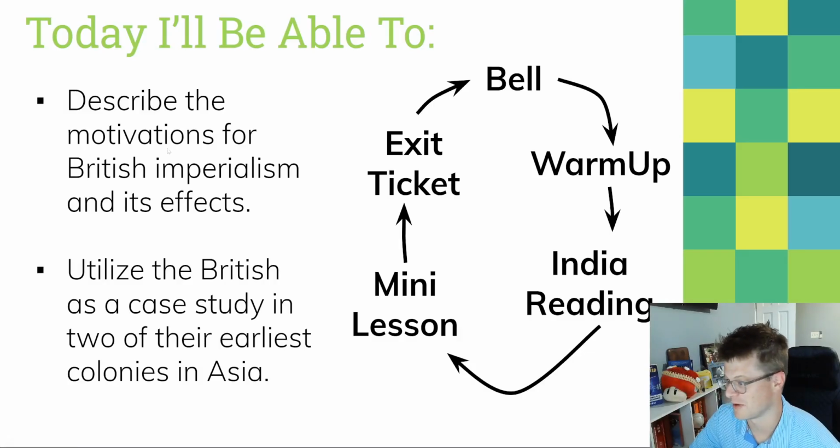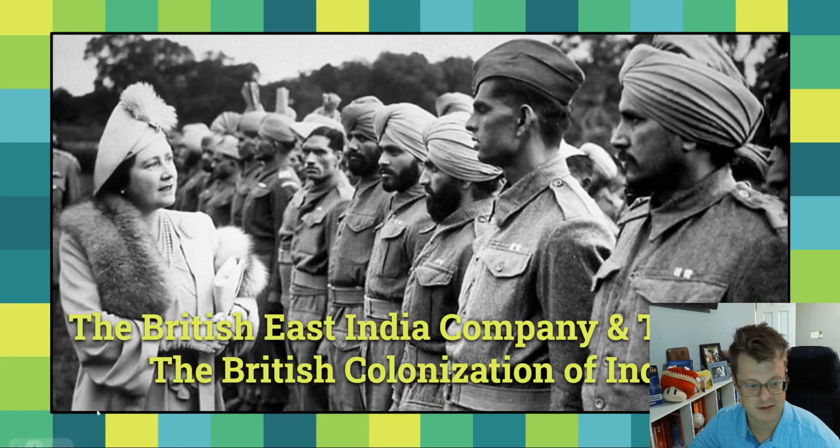But let's talk about what our big objectives are here. We're going to look at the motivations for British imperialism and its effects. And then we're going to look at two different places that the British colonized as case studies for looking at motives, effects, and imperialism generally. So first things first, looking at the British East India Company and then eventually the setup of the Raj with the British in India.